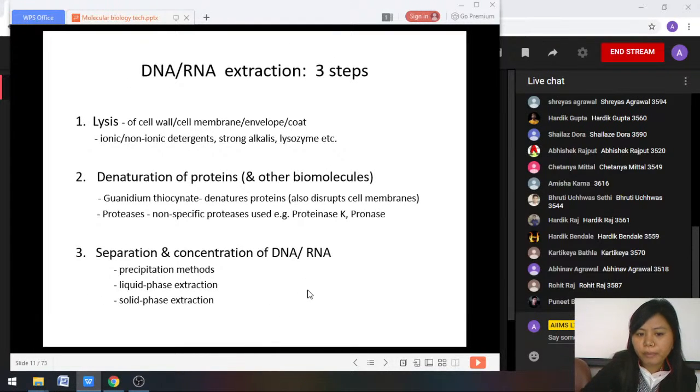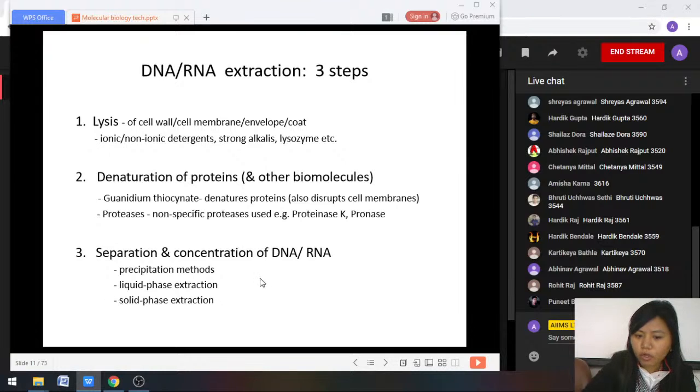An extraction method involves three steps. First is the lysis step, then denaturation of proteins, and then separation or concentration of DNA. In lysis, you lyse the outermost cell wall, membrane, envelope, or any coating using different ionic detergents, alkalis or enzymes. Next, you need to denature the protein. This can be done through chemical or enzymatic methods. Guanidinium isothiocyanate is one common substance in many extraction kits which denatures proteins.